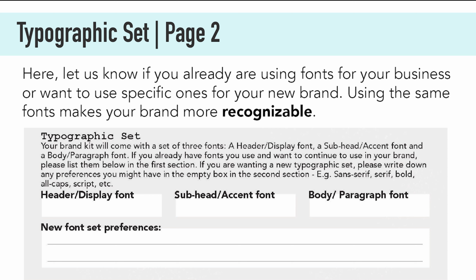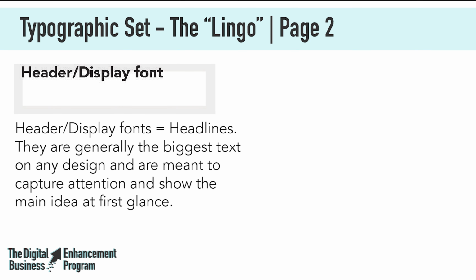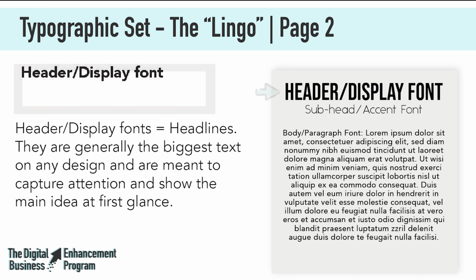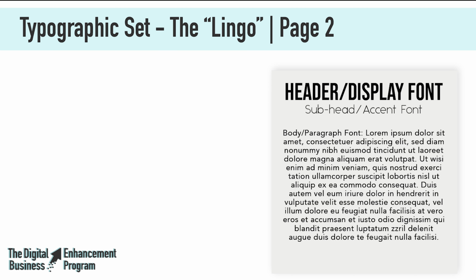But let's go through a little bit of the lingo together, because on the form, we do mention different types of fonts, like the header display font, the subhead accent font, and the body paragraph font. So we're going to review what that means, just so you have a better idea of how to fill this section out. So the header display fonts, these are your headlines. They are generally the biggest text on any design and are meant to capture attention, show the main idea, and they can even be a design element in itself.